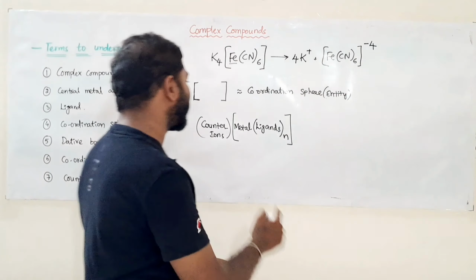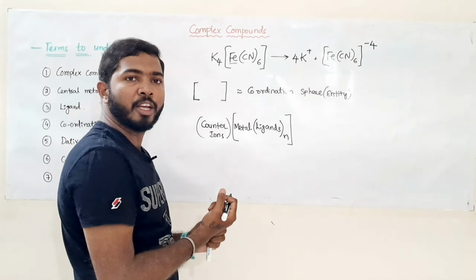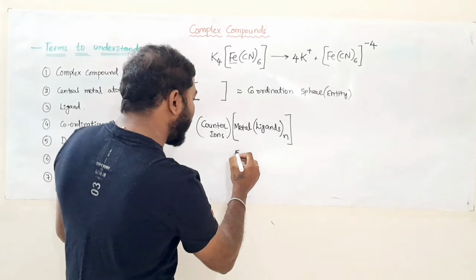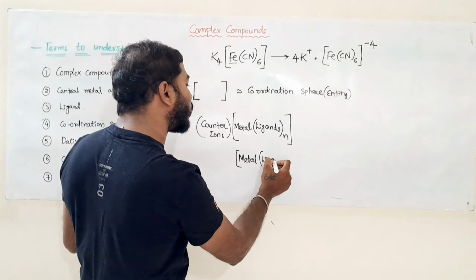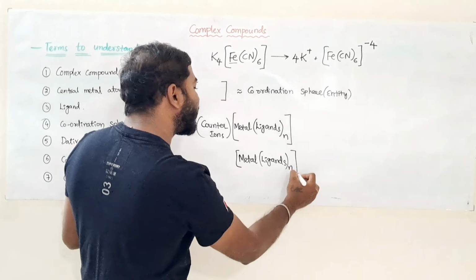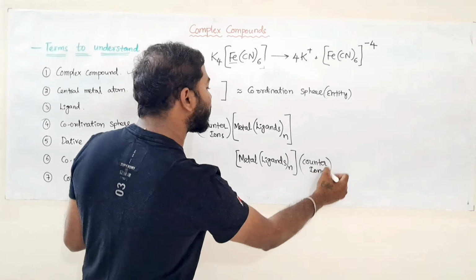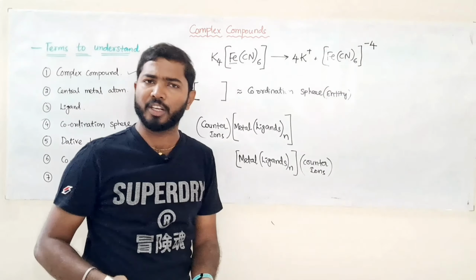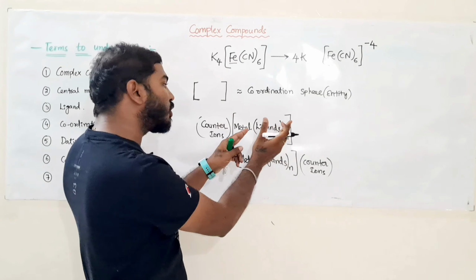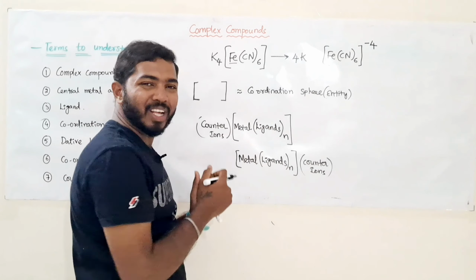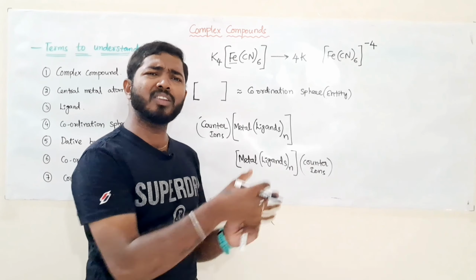This is not the only representation. There is another representation where the counter ion is present after the coordination sphere or metal complex. Here we have the metal bonded to ligands, and then we have counter ions. Sir, what is the exact difference between the first and second representations? In the first representation, the counter ions are present before the coordination sphere. Here, the counter ions are present after the coordination sphere. What is the difference actually?